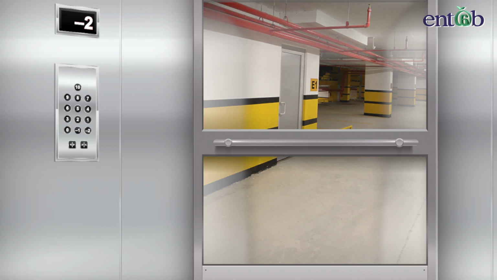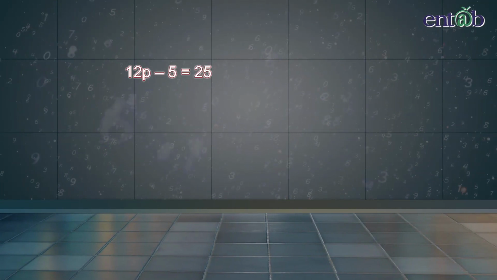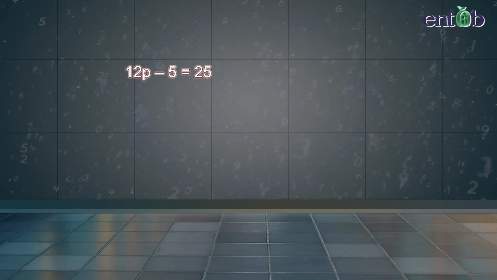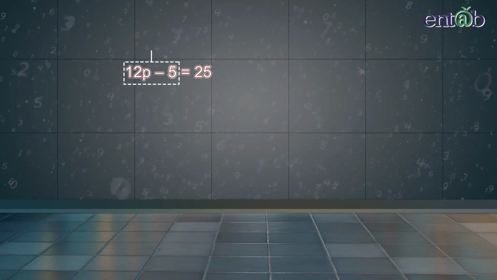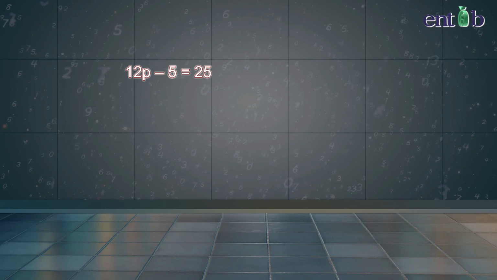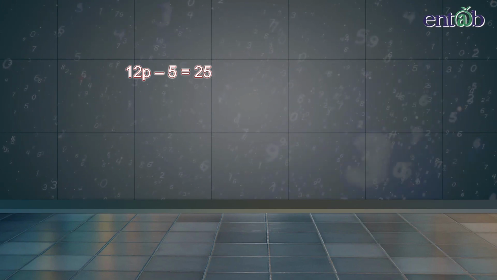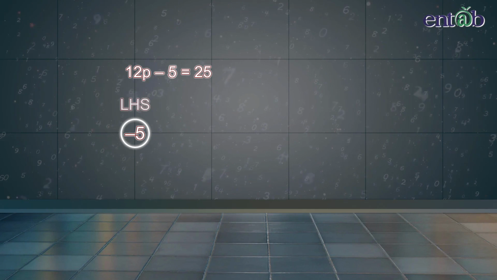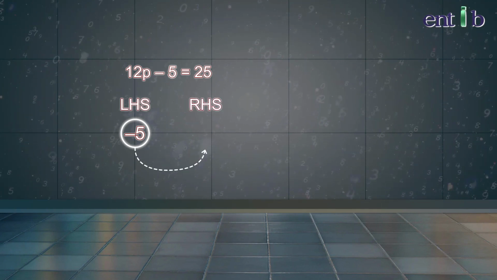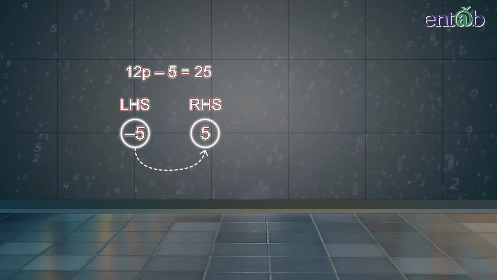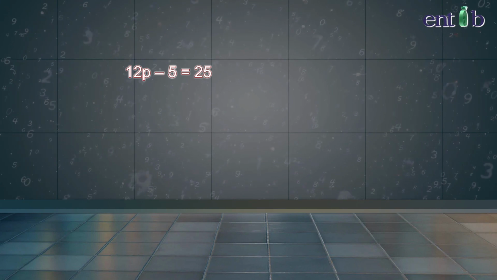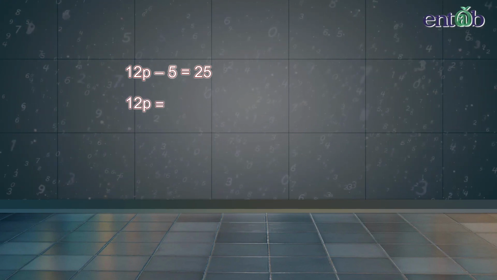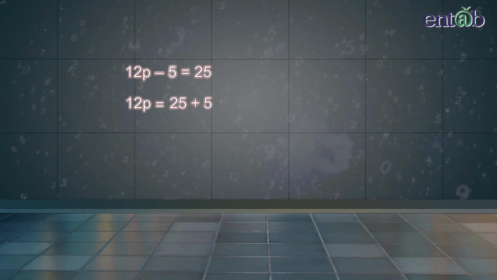Let me explain to you further. Let's consider an equation 12p - 5 = 25. Here, 5 is on the left hand side of the equation. And what is the sign of 5? That's minus. So, on moving 5 from the left hand side to the right hand side, the sign of 5 will change from minus to plus. Hence, we can write the equation as 12p = 25 + 5.